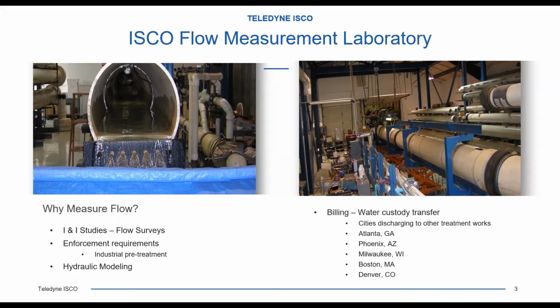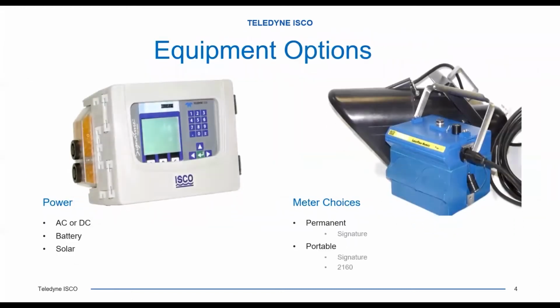The other one would be billing or water custody transfer, as it's sometimes referred to. And these would be cities discharging to another wastewater treatment plant. Some good examples would be cities like Atlanta, Phoenix, Milwaukee, Boston, Denver, you name it. Just about everybody that is monitoring or measuring their flow and being billed for it has to know accurately what their flows are.